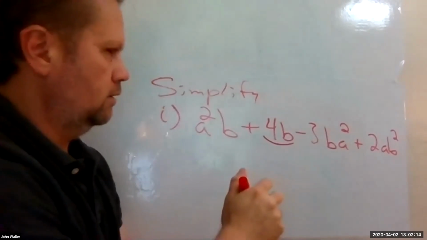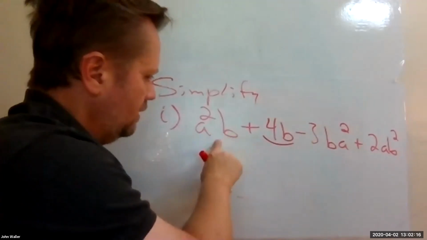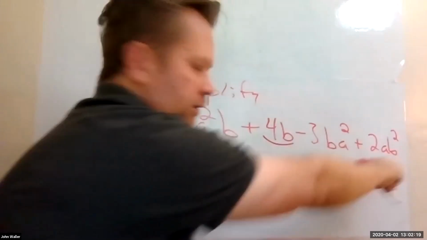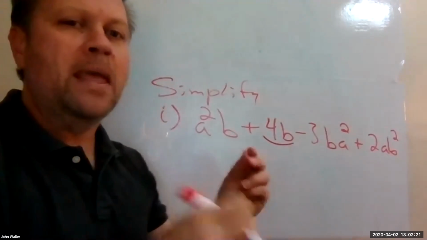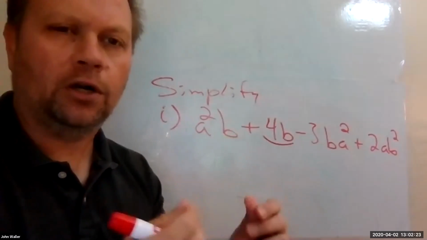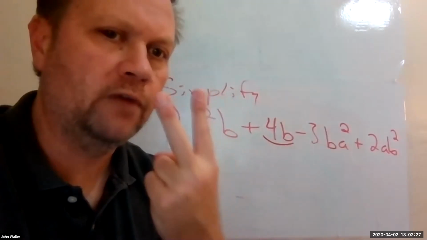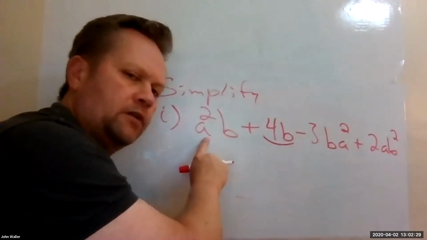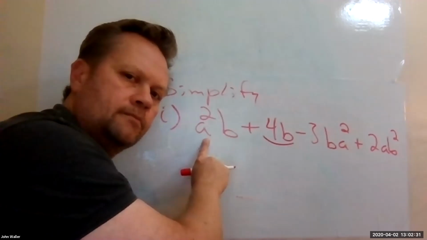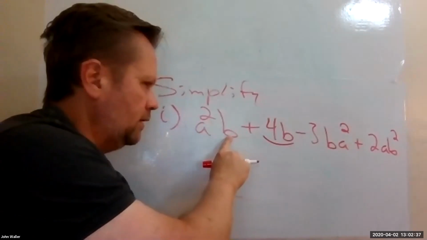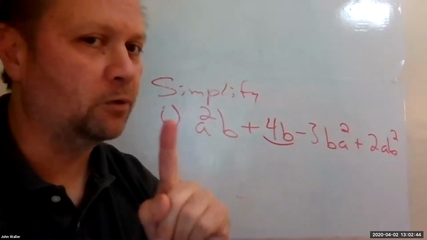Aw. What about this? Now, these all look very similar here, don't they? So what makes things like terms? They must have the same variables and the same amount of each variable. How many A's are in this first term? There's 2 A's. How many B's? 1. Any other term has 2 A's and 1 B.